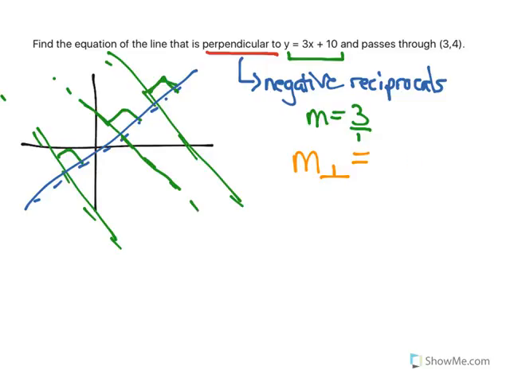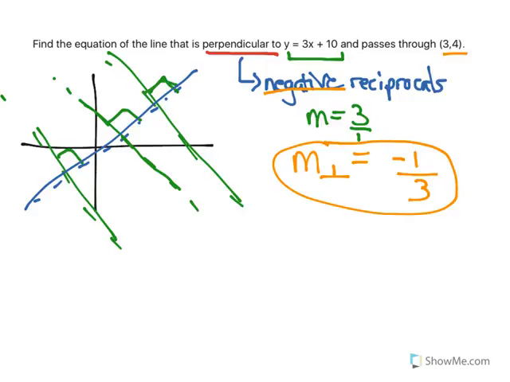I'll do that in orange. Our slope is going to be 1 over 3. That's the reciprocal. But we also want the negative reciprocal, so I'm going to change the sign. It was positive, so now it's negative. So we know the slope of our line is negative 1 over 3 because it's perpendicular to a line with a slope of 3. And that should be really, really straightforward as well as very important. Whenever we see perpendicular, go right to the slope.